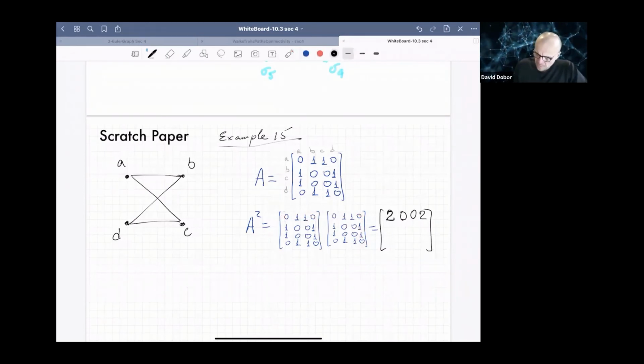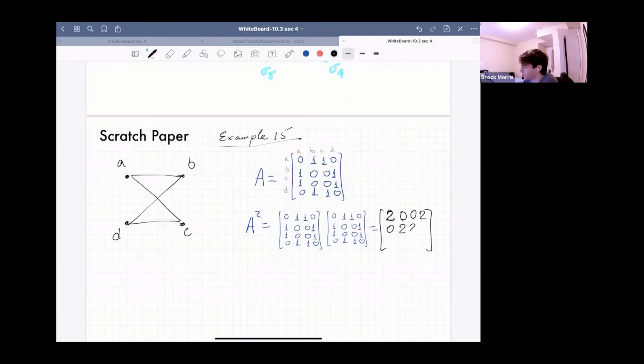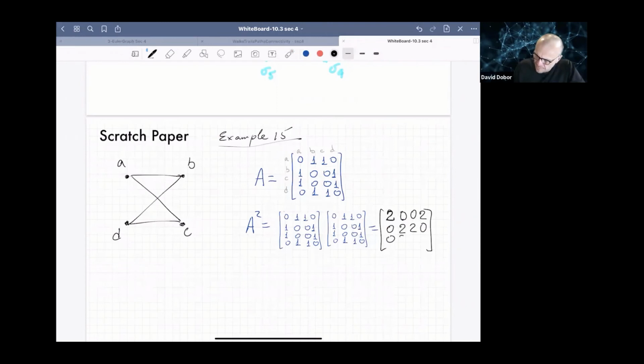Anyway, we don't really need all entries here for the point I'm trying to make, but since we're at it, let's compute the whole matrix. The entries in the second row are 0, 2, 2, 0. Am I correct? And from symmetry considerations, you can either compute the rest or just argue by symmetry, whatever you prefer. You'll get this matrix. This is A squared.